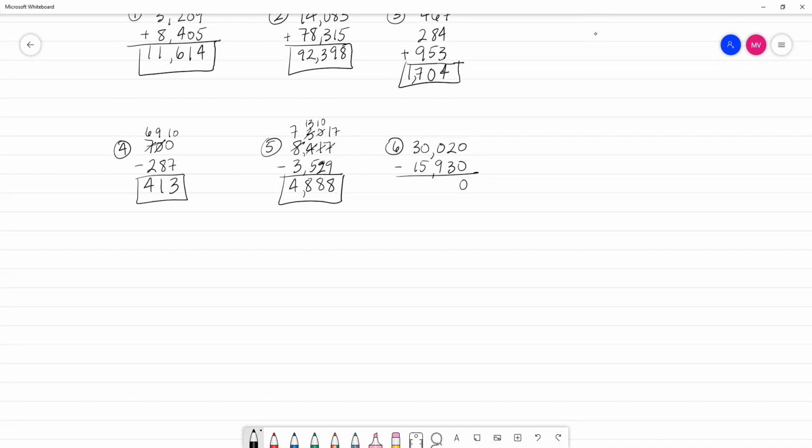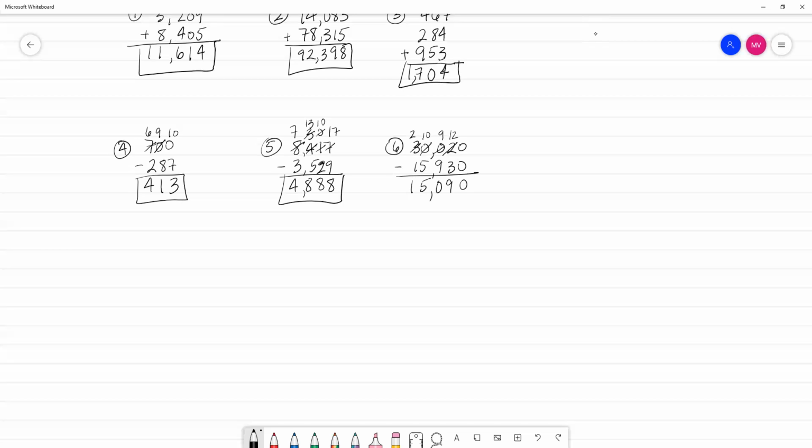Easy peasy. The 2 needs to become a 12. So we borrow from, so how would we do this? So we want to borrow from that. That becomes a 9. And so this becomes 12. 12 take away 3 is 9. 9 take away 9 is 0. And now we're stuck again. 0, we can't subtract 5 from 0, so that 0 has to become a 10. And the 3 becomes a 2. 10 take away 5 is 5. And 2 take away 1 is 1. And we're left with our solution.